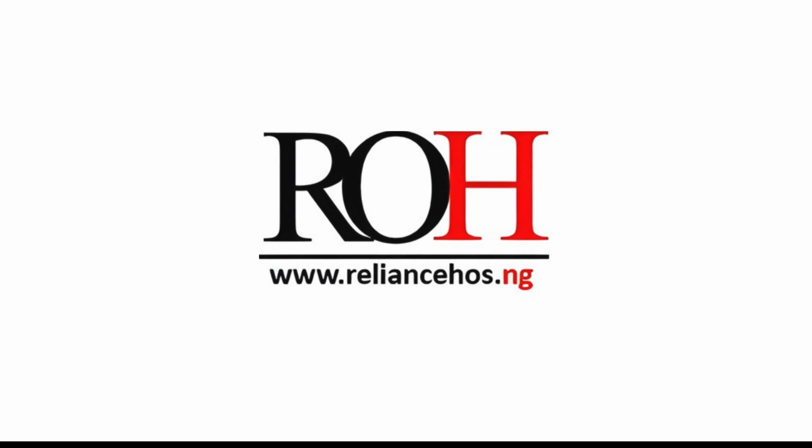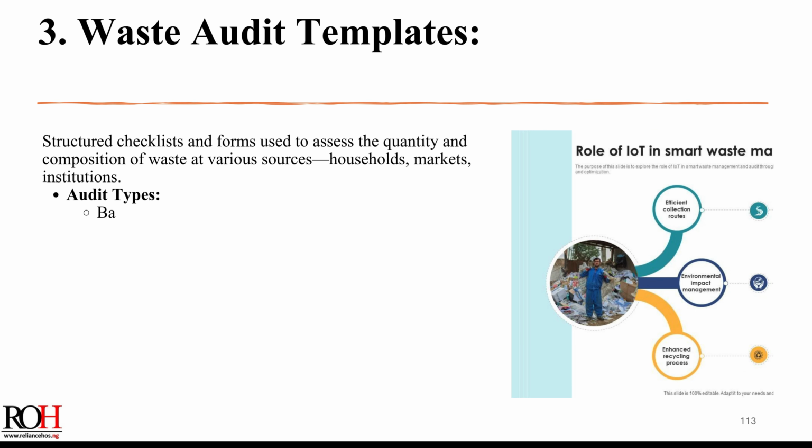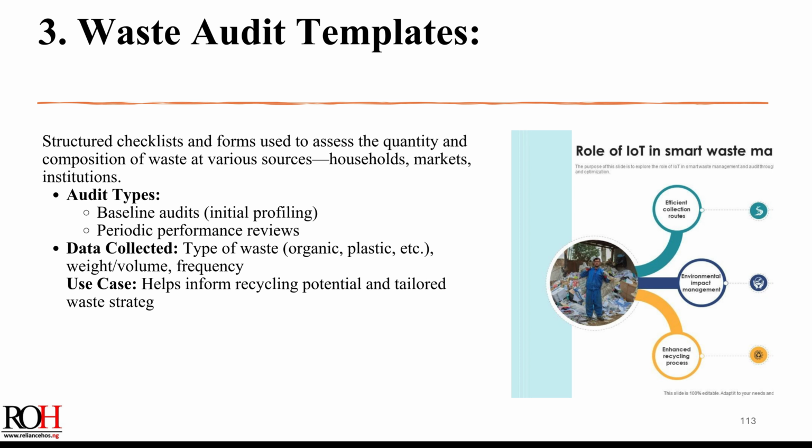3. Waste audit templates. Structured checklists and forms used to assess the quantity and composition of waste at various sources: households, markets, institutions. Audit types: baseline audits, initial profile, periodic performance reviews. Data collected: type of waste, organic, plastic, etc., weight, volume, frequency. Use case: helps inform recycling potential and tailored waste strategies.